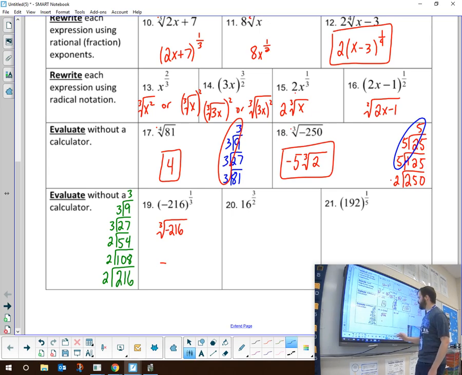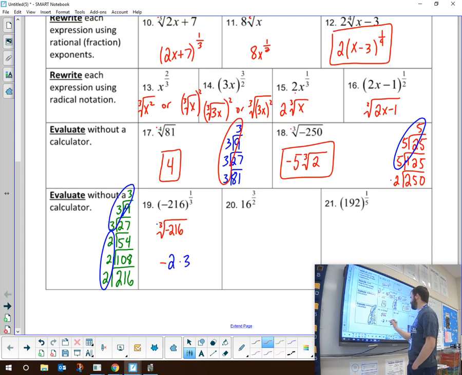So check it out. We have a group of 3 2s. And remember, that's our index. That's the number we're looking for. We have a group of 3 3s. So we're going to pull a 2 to the outside, and we're going to pull a 3 to the outside, right? So we're going to have negative 2 times 3, which gives me a final answer of negative 6. There's nothing left inside here, so that's it. So that's just going to be my answer.